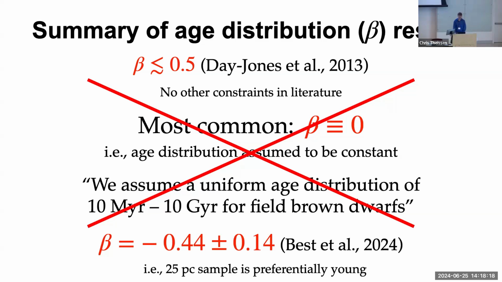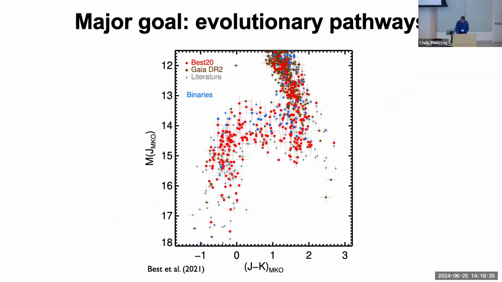More work to be done there, and I'm really interested in what the full sample of stars and brown dwarfs will tell us about that. So these are things that we're finally able to do because we have complete volume limited samples. Another one like that, there we go.